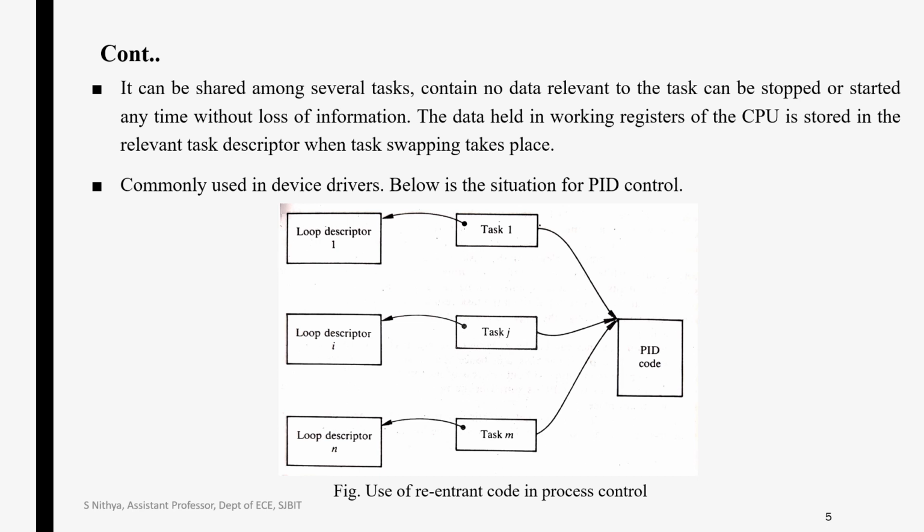Here commonly we can see the PID. In this PID there are loop descriptors 1, 2, 3. The number of loop descriptors corresponds to the number of tasks, and each task will be controlled by this PID code.